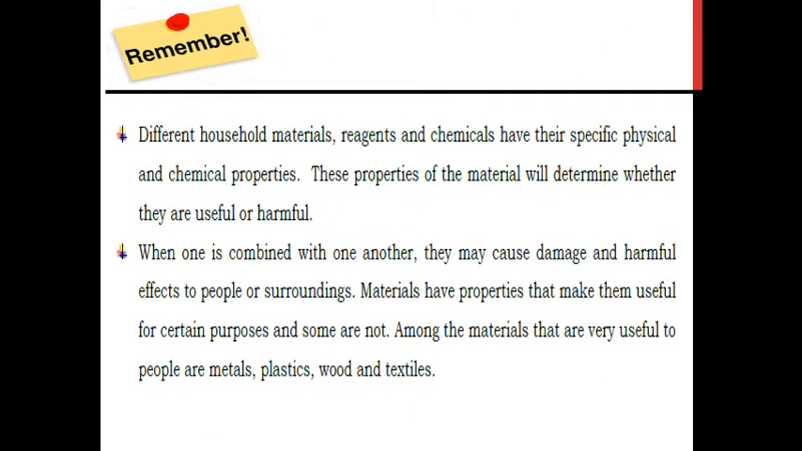Then, different household materials. So, let us remember this one. Different household materials, agents, and chemical have their specific physical and chemical properties. These properties of material will determine whether they are harmful or useful. When one is combined with another, they may cause damage and harmful effects to people or surroundings. Materials have properties that make them useful for certain purposes, and some are not. Among the materials that are very useful to people are metals, plastic, wood, and textiles.